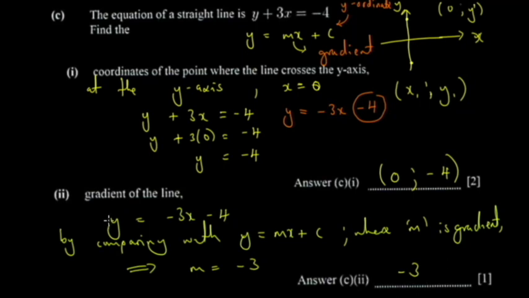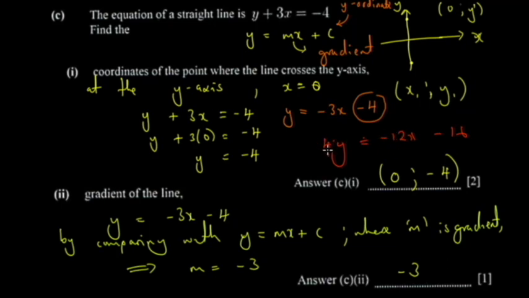The condition for this is that the number in front of y must be 1, so y should be standalone. If you make y standalone, then you can say that this is your gradient. Another way to look at it: imagine you had 4y equal to minus 12x minus 16. This one would not be your gradient, so negative 12 would not be a gradient.